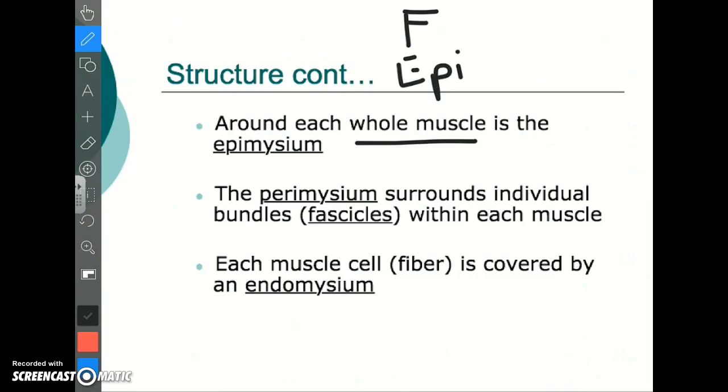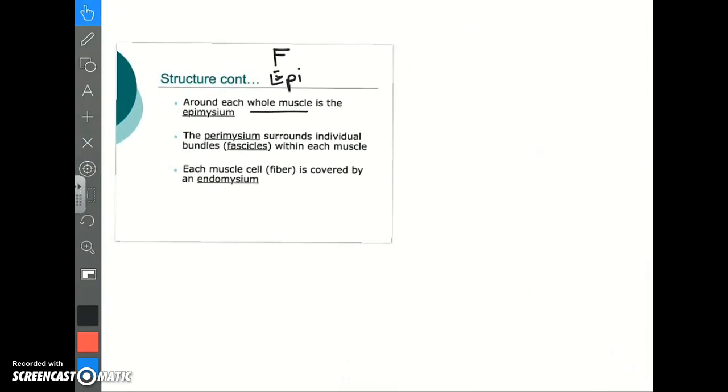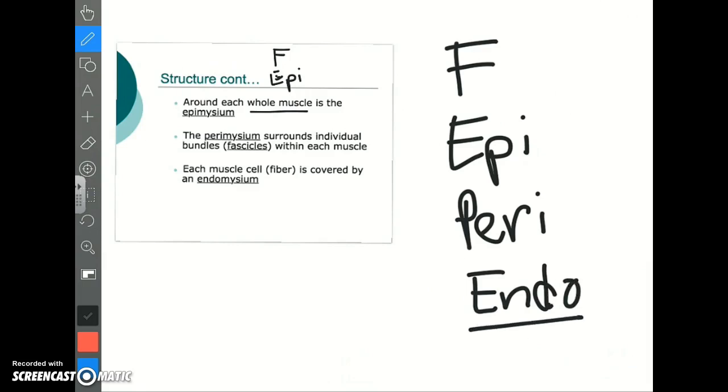Okay, so we have these different layers. Now, just below the epimysium, we then have one other layer. So we have the fascia, we have the epi. Just below that, deeper to it, we have the peri, and deep to that we have the endo. These are all connective tissue layers from superficial to deep, so the top down, all surrounding.